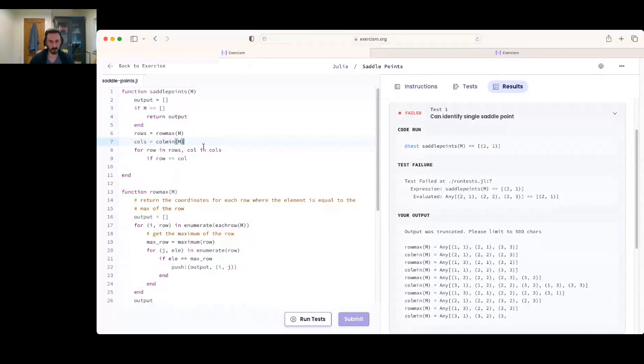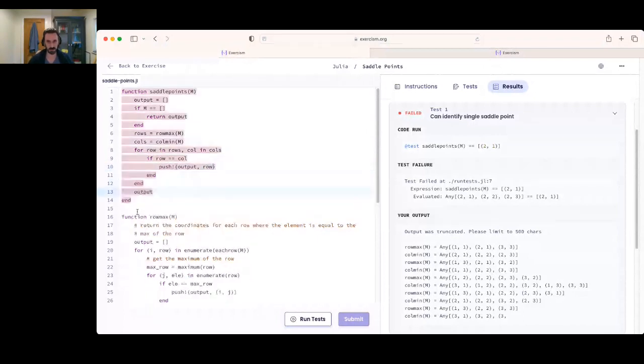So if row is equal to col, we can say push output row. It doesn't really matter if we do row or col because they should be equal, so it should be fine. And output. Right. Cross our fingers and see what happens. Do we have any predictions as to whether this works?